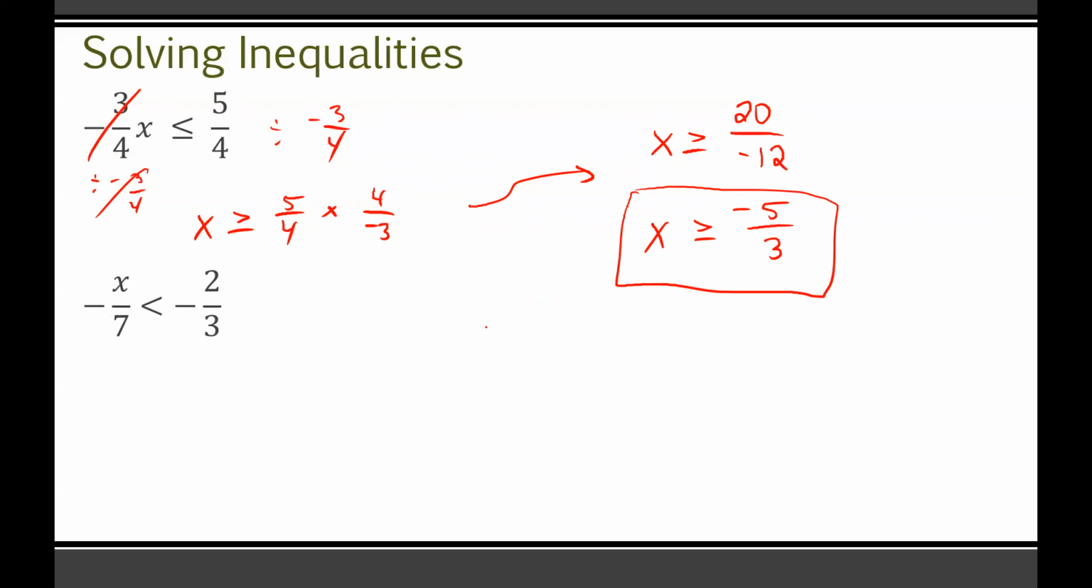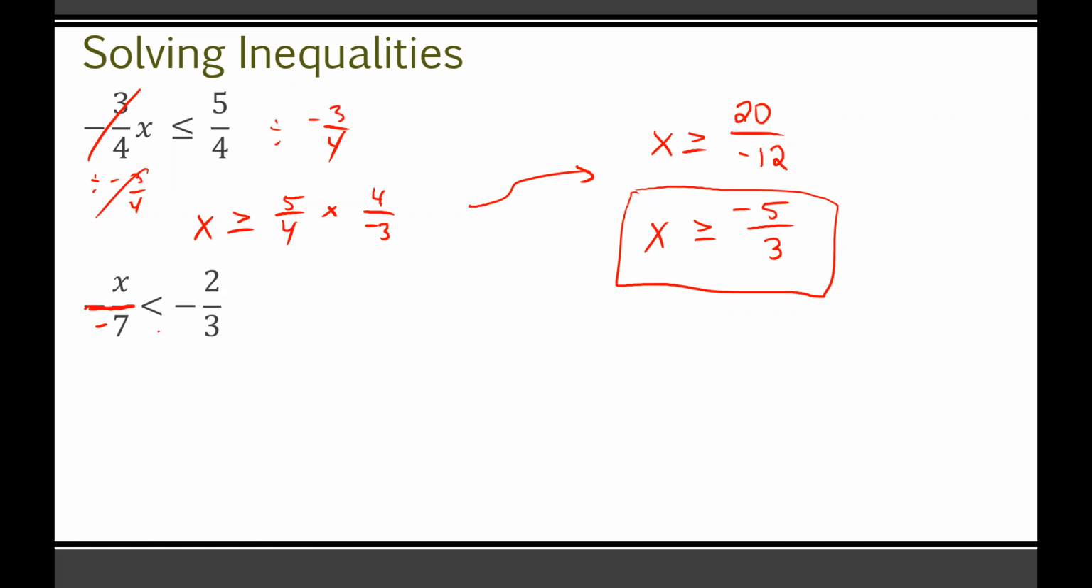All right, next one here. Negative x over 7 is less than negative 2 over 3. This one's actually, in my opinion, believe it or not, easier than the one we just did. Because we can think of this negative over here as being just a negative on the 7 on the bottom. And we'll just say it's like x over negative 7. Now, I know I literally just said having a negative on the denominator is kind of not good. It's not ideal, but it means the same thing.